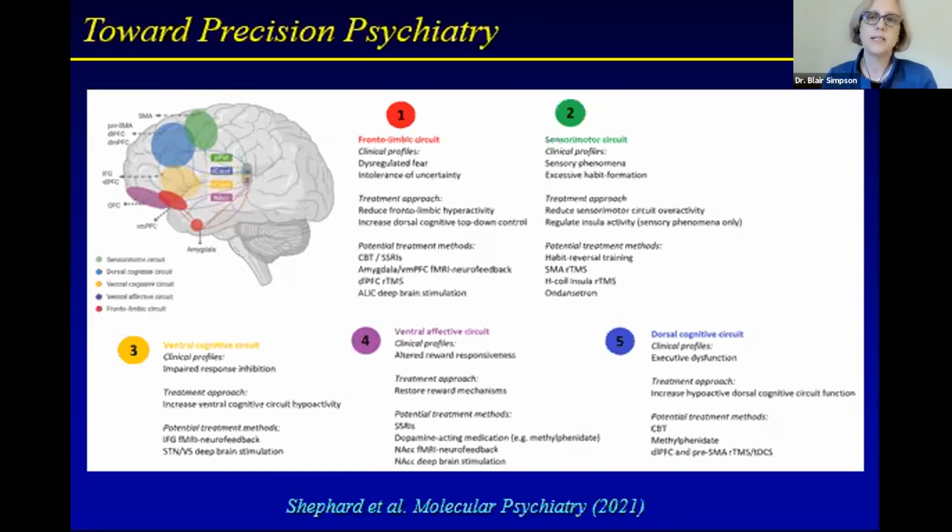So think about that same idea with psychiatry. Think about if we could link different signatures to different clinical profiles. Could we then develop even more precise treatments that target these brain signatures, leading to more precise treatments for individual patients? That is the ultimate goal.